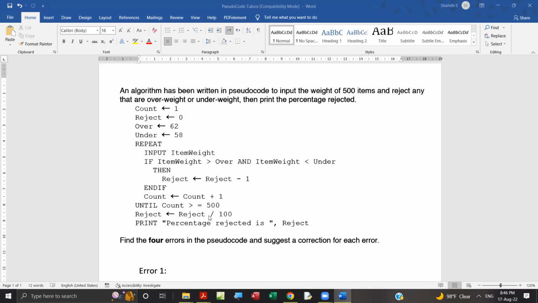That is the fraction. Then we need to convert it into a percentage: the whole times 100. Like this. So reject, then divided by total items, 500. Then the whole times 100.